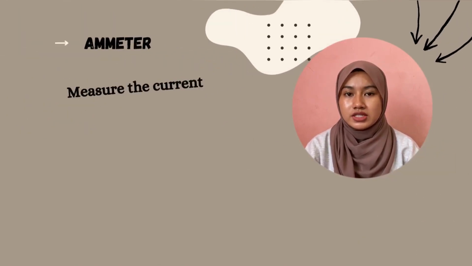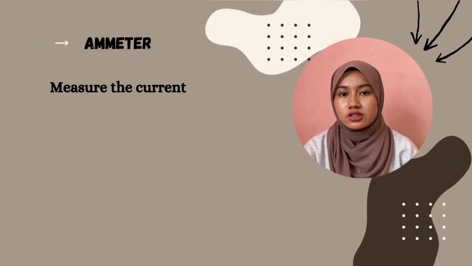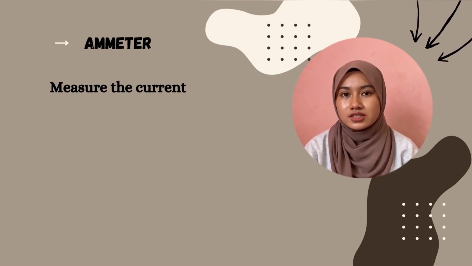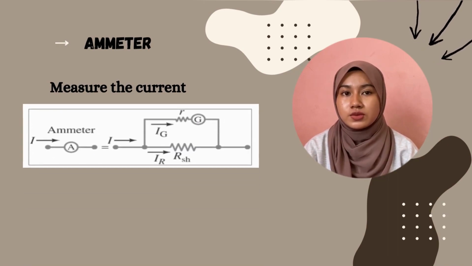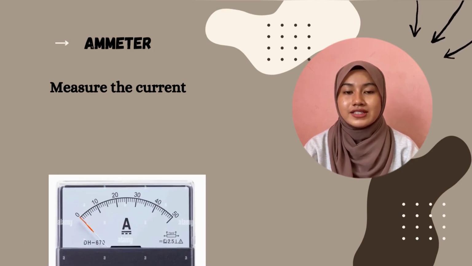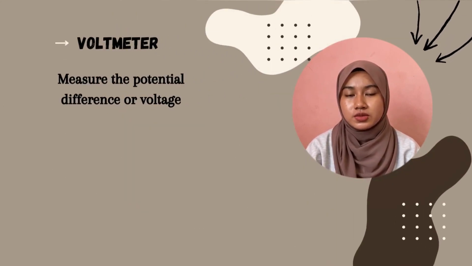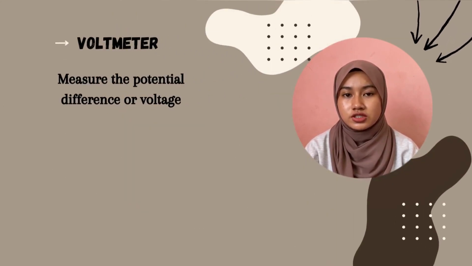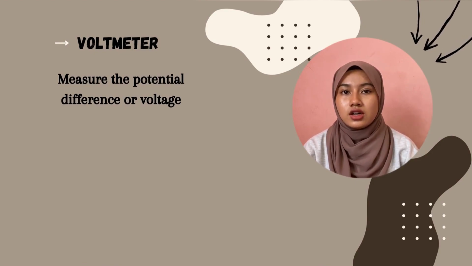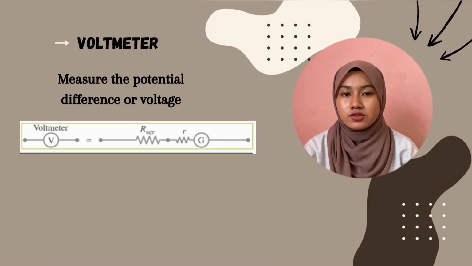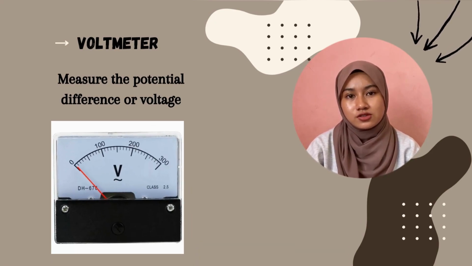Ammeter. An ammeter is an instrument for measuring either direct DC or alternating AC electric current in amperes. An ammeter is a galvanometer in parallel with a shunt resistor with low resistance. This is how an ammeter looks like. Next, voltmeter. A voltmeter is an instrument used for measuring electric potential difference between 2 points in an electric circuit. A voltmeter is a galvanometer in series with a resistor with high resistance. And this is how a voltmeter looks like.